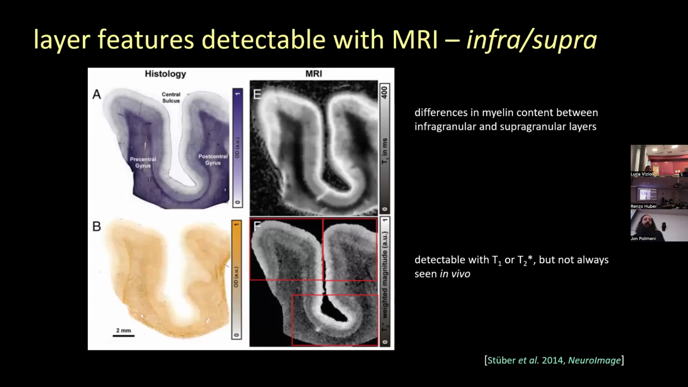Now, these layer features are detectable with MRI, especially with these anatomical techniques with higher resolution. Sometimes you can see contrast between the infragranular and supragranular layers. These infragranular layers tend to have a little bit more myelin. They appear a little bit darker, especially in T2-star weighted acquisitions. We can see these ex vivo. We can see some of these features increasingly in vivo. But generally speaking, we have to infer the locations or the depths of these different cortical layers from our cortical segmentation. You're going to hear a lot about that throughout this course.